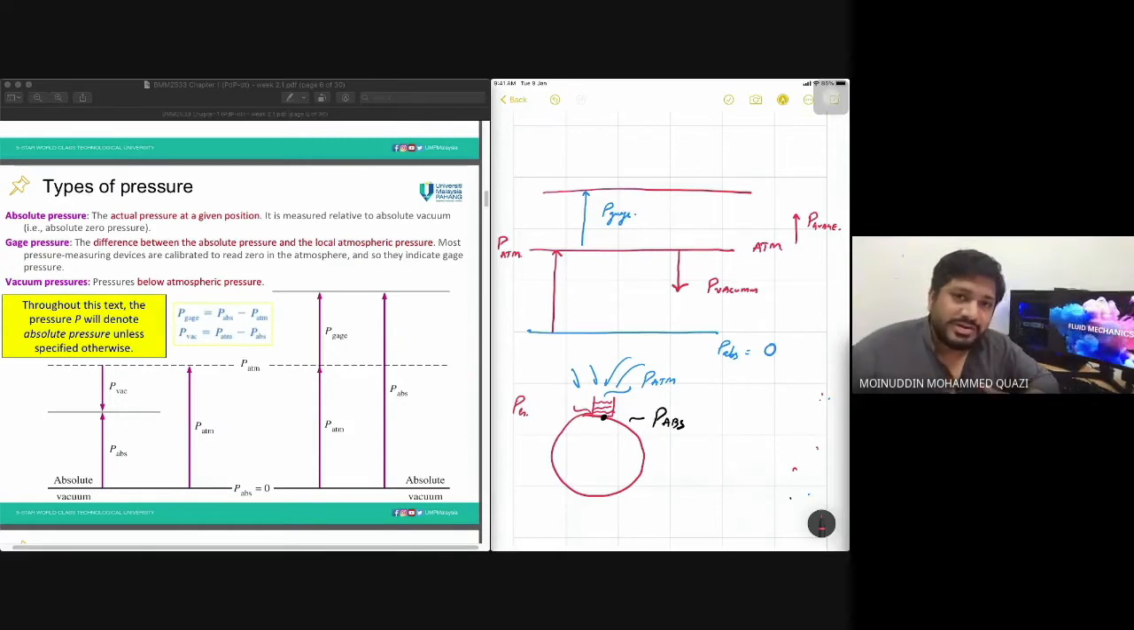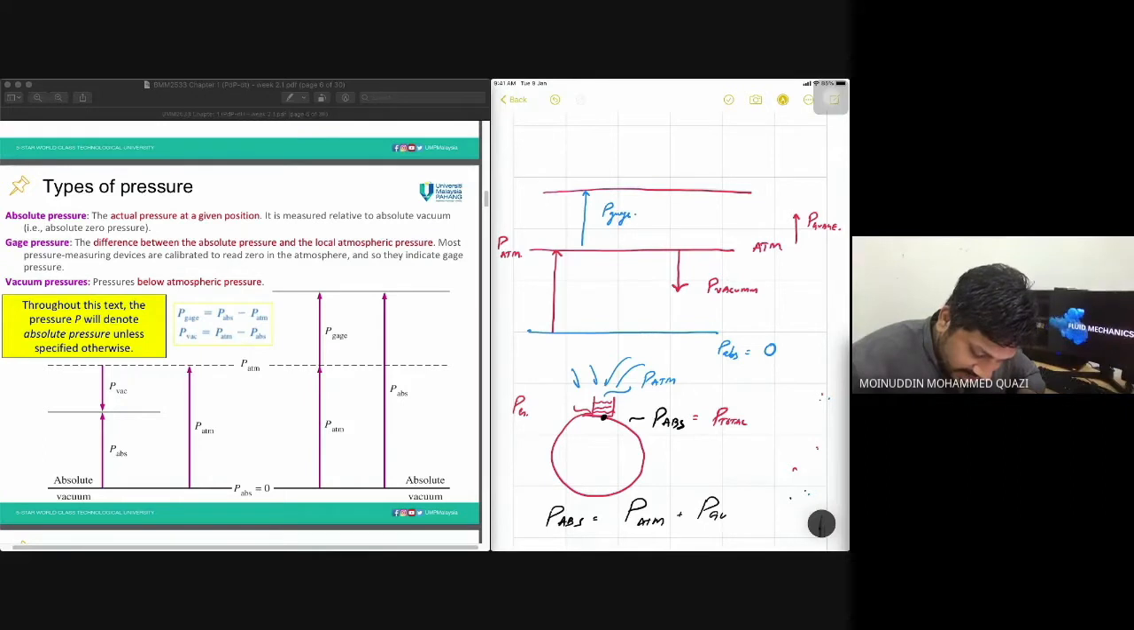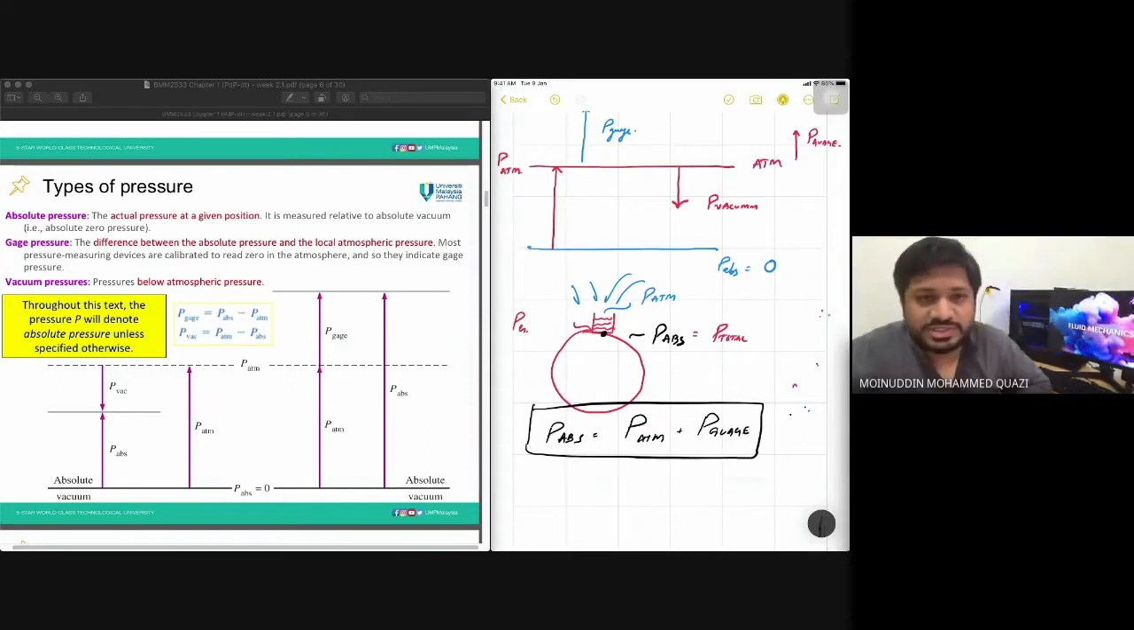So the total pressure at this point, P absolute or P total, is equal to the atmospheric pressure, which is acting on the surface of the water, and then the water itself is exerting pressure on the table or anything. So P absolute equals P atmospheric plus P gauge. This is the formula to calculate absolute pressure.